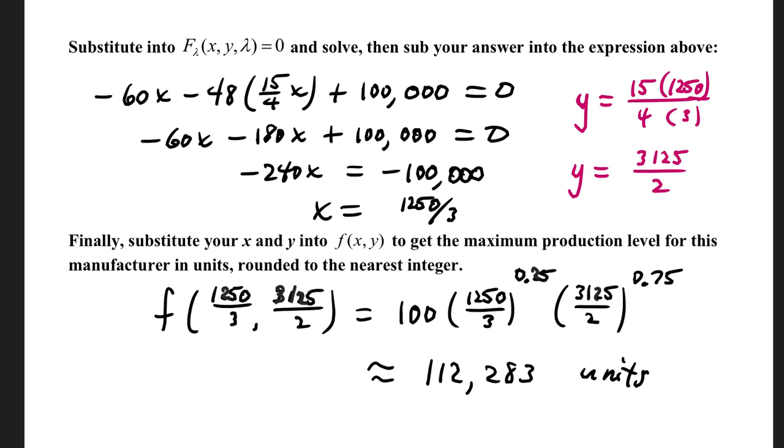When the dust settles to the nearest whole number, and that's the way WebAssign wants it, it's 112,283 units.